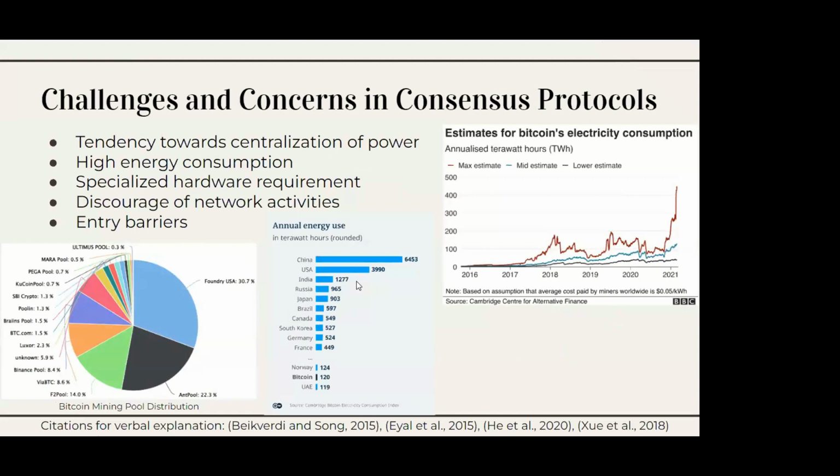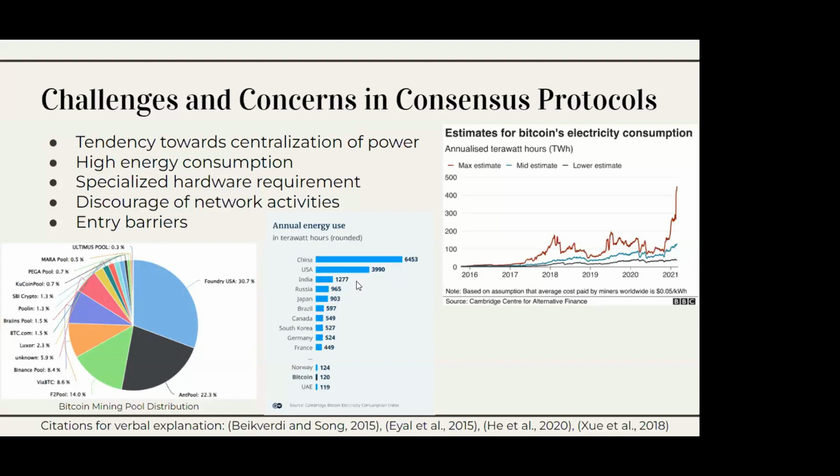There are a number of limitations with current blockchain consensus protocols, such as tendency towards centralization, high energy consumption, specialized hardware requirements, discouraging network activities, and entry barriers. The popular proof of work consensus mechanism is what powers the Bitcoin network. And due to the high variance in solo mining, users tend to work together in a mining pool to reduce the variance and get more chance of mining the next block. So due to this behavior, Bitcoin mining operation tends to be more centralized, rather than being decentralized as it was initiated.